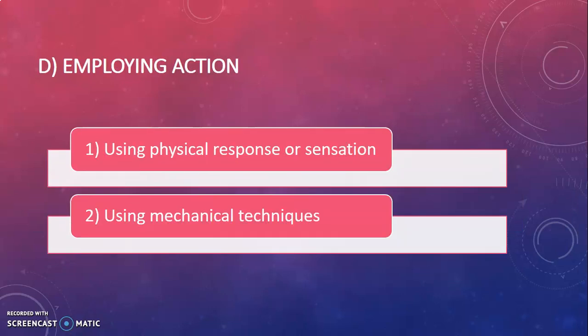The last part of the memory strategy is employing action, which is divided into two. The first one is using physical response or sensation. This strategy may involve physically acting out a new expression that has been heard. The second one is using mechanical techniques. This is to remember what has been heard or read. Mechanical techniques are sometimes useful. For example, flashcards with new words written on one side and the definition written on the other side.